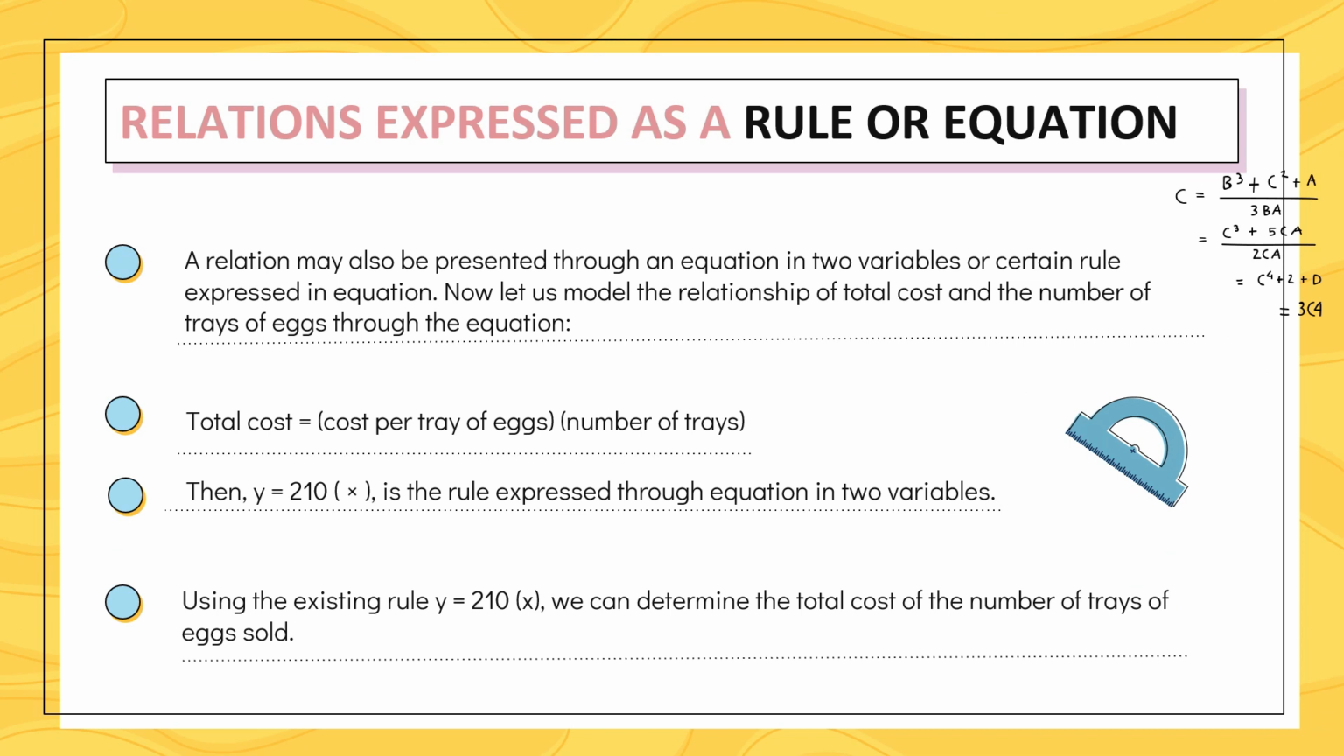Relations expressed as a rule or equation. A relation may also be presented through an equation in two variables or a certain rule expressed in an equation. Now let us model the relationship of the total cost and the number of trays of eggs through an equation. The total cost is the cost per tray of eggs times the number of trays. Then y is equal to 210x is the rule expressed through an equation in two variables. Using the existing rule, y = 210x, we can determine the total cost of the number of trays of eggs sold.